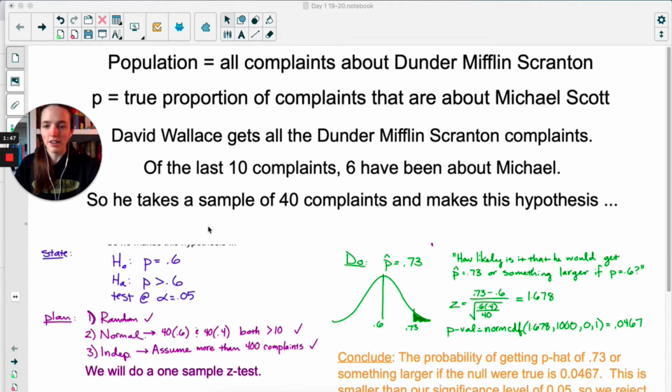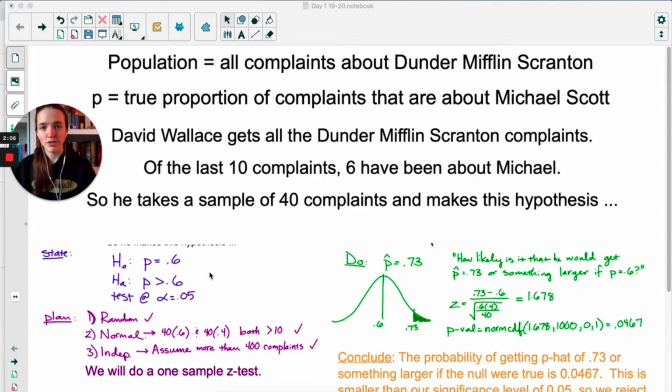So we've got a null, we've got an alternate. P is the true proportion of complaints that are about Michael. He's checking to see if it's greater than 60%. It's a one sample z-test. We've done this, nothing too crazy here. But I wanted to show you so that you can compare it to what we're going to do next.